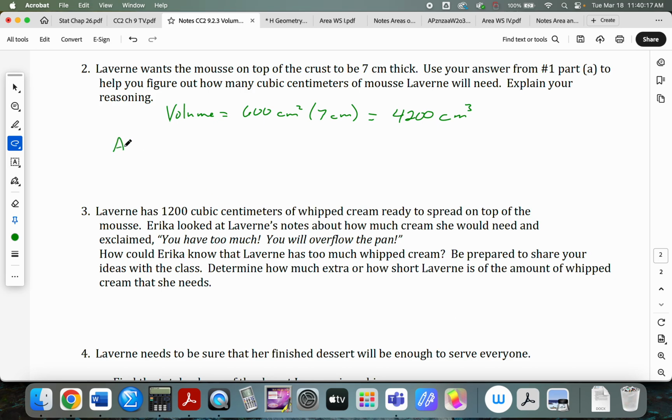Because the area of the base is equal to the number of cubes needed to cover the bottom.